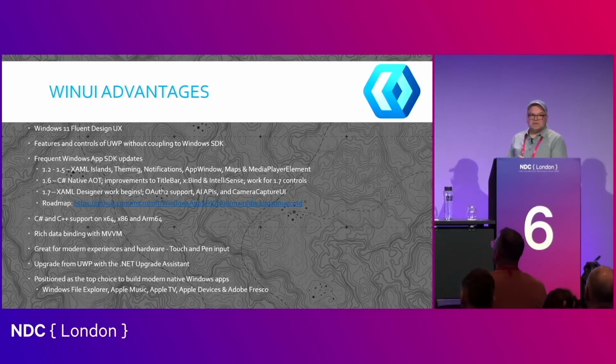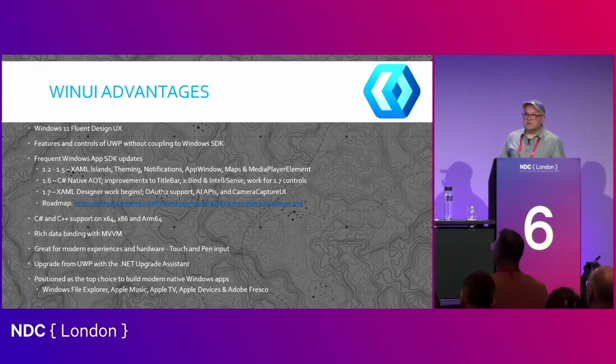1.7 work includes some security improvements. The OAuth 2 support is coming. That's something people have been asking for a long time. There's some AI APIs, the Windows Copilot Runtime, they're calling it. That's supposed to be coming out in the 3rd experimental release in a few days. And then camera capture UI, so you can do camera capture with any supported camera on Windows.